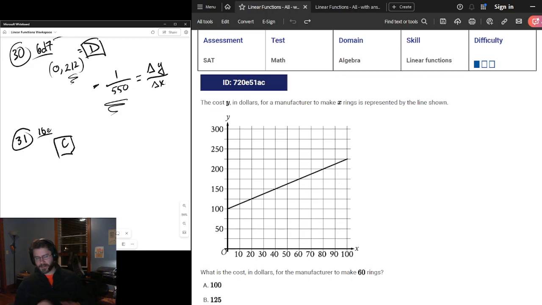All right, another graph interpretation. We've got the cost for 60 rings. We can assume that x is the quantity, and looking at the text above, yep, that's the case. X is the quantity and y is the cost. So we've got right there, right in between 150 and 200. So 175 is the only one that makes sense. For question 32, code 1AC, C.